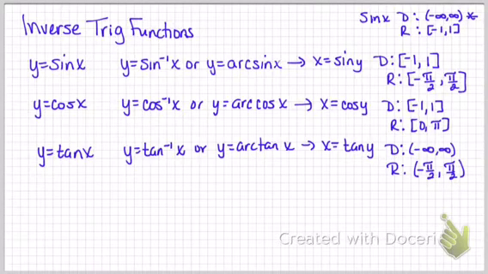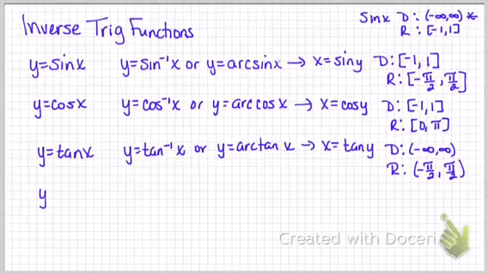Now notice that's in parentheses this time. That's not inclusive. Negative pi over 2 and positive pi over 2 do not work, because that's where the vertical asymptotes are. All right, and then it talks about the reciprocal functions.